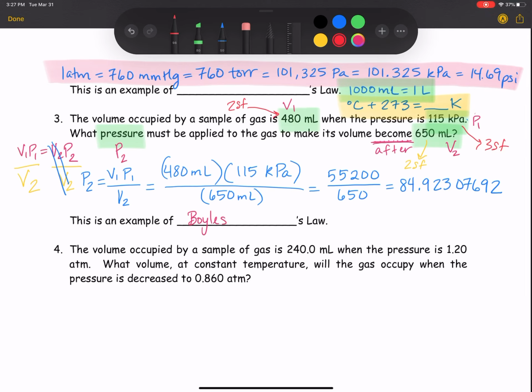So what you're going to do now is give me a final sig fig answer. And make sure that you've boxed it or circled it or highlighted it. That's what I need to see on your page for number 3.